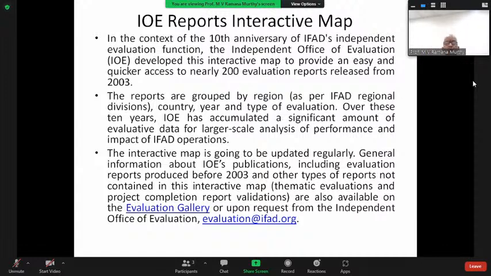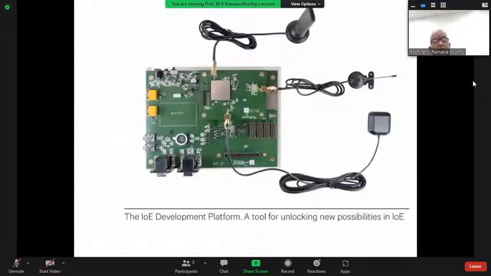The interactive map is going to be updated regularly, and general information about IOE publications, including evaluation reports produced since 2003 and other types of reports not contained in the interactive map, such as thematic evaluations and project completion report validations, is also available on the evaluation gallery or upon request from the Independent Office of Evaluation. You can have it from evaluation at ifad.org.